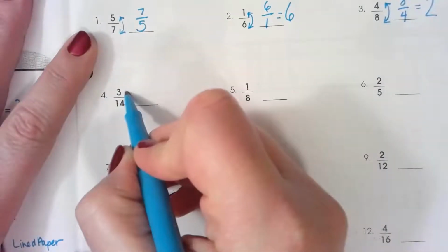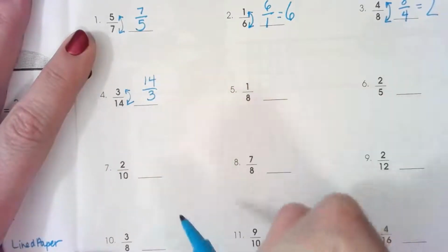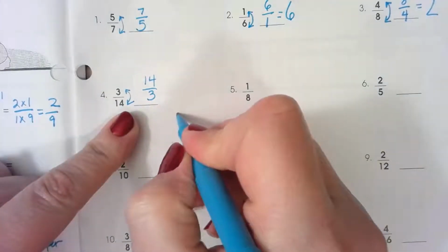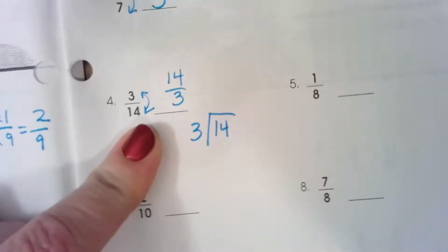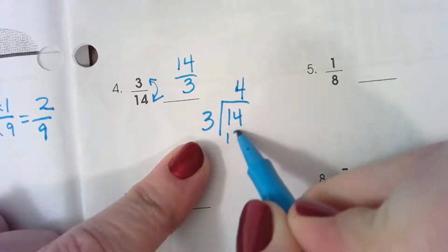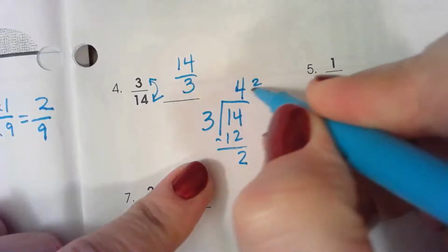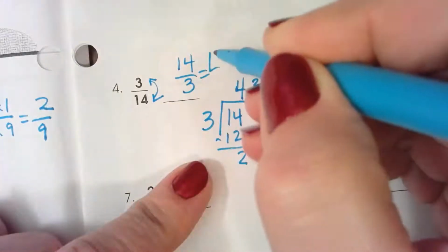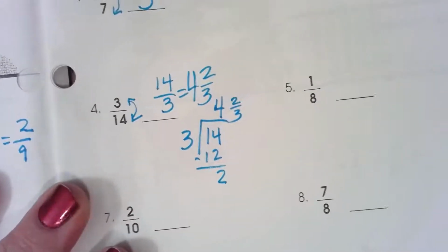The reciprocal of 3/14 is 14/3, which we could then take and divide. Remember, 14 divided by 3, we can say how many times 3 goes into 14: 4 times. And our leftovers, when we subtract, is 2. So 2/3. So 14/3 is 4 2/3. We can take that reciprocal and make it into a mixed number.